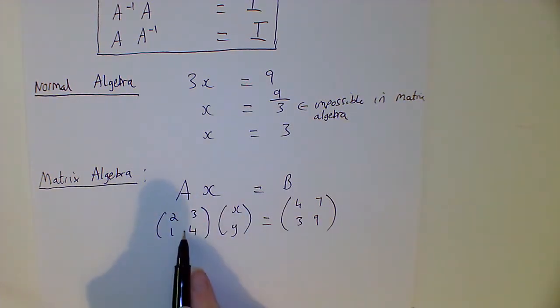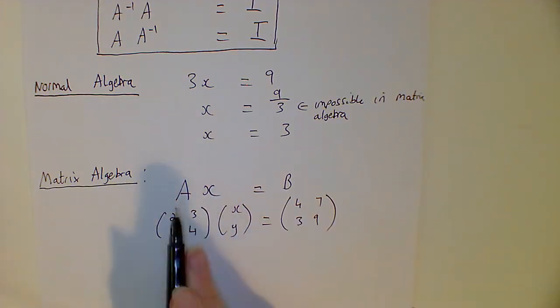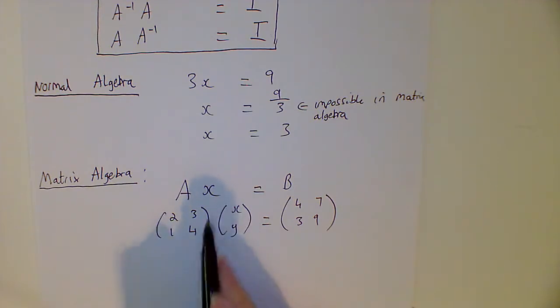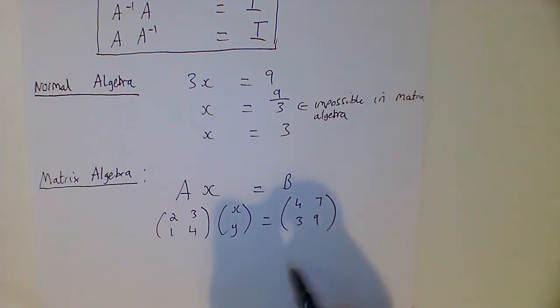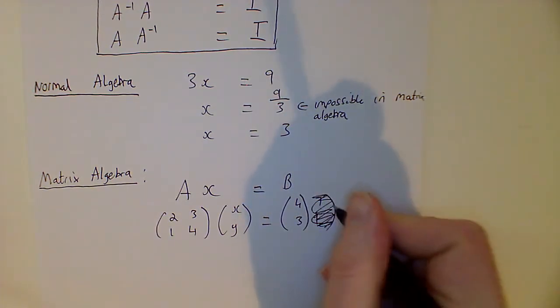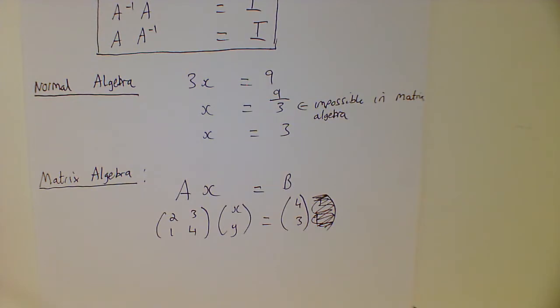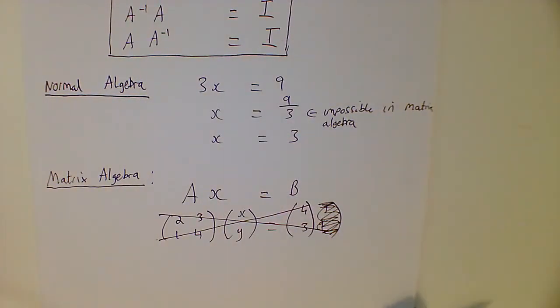That matrix is A, that's your coefficient matrix. That's your variables matrix, and that there is your answer matrix. In fact, I'm going to make my answer matrix a 2 by 1 matrix. Now, you can't take that over and divide by it, it's impossible. So, thinking about it like that, it wouldn't work.